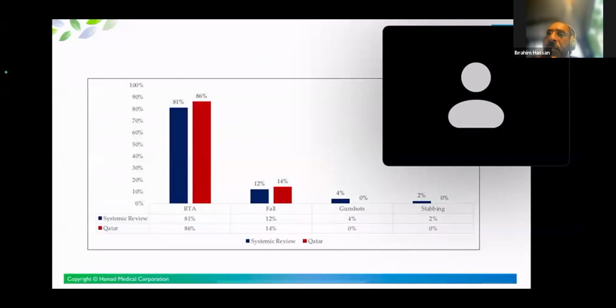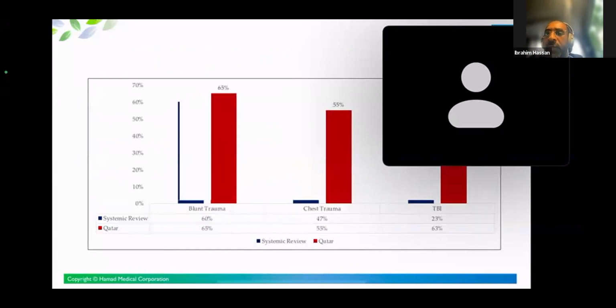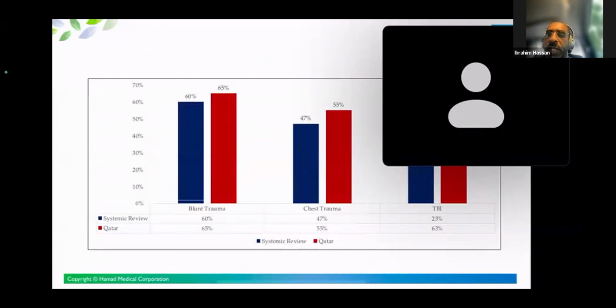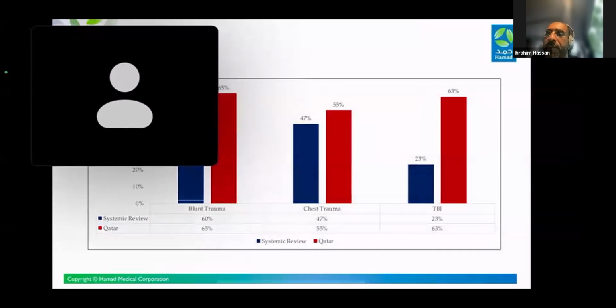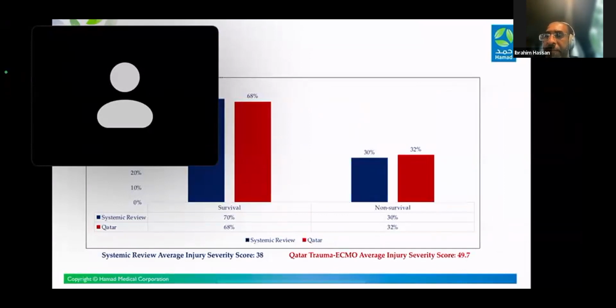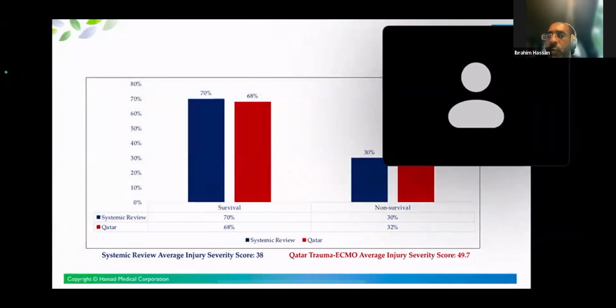Here in blue, you can see the systematic review. In red is the Qatar data. It's very comparable. Cause of injury, RTA is the most common, followed by falls, with no significant gunshot or stabbing in Qatar. If you look at the injuries as well, it's very comparable, except TBI for us is pretty high, 63% versus 23%, and maybe that's why these patients have a high average injury score as well. Survival, despite that, is very comparable to the systematic review, close to 70% on both sides.